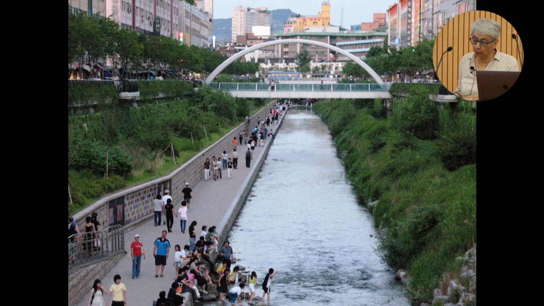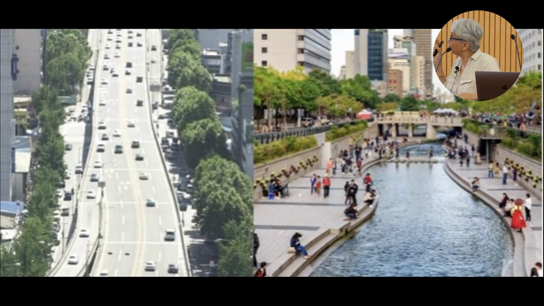In Seoul, though, as infrastructure crumbled and citizen health deteriorated, they decided to free their imprisoned river, divert traffic away from the heart of the city, and offer citizens a space of respite and recreation instead. Right here, in the middle of the city. Here's the before and after picture.